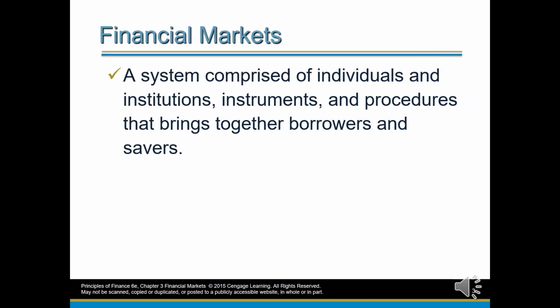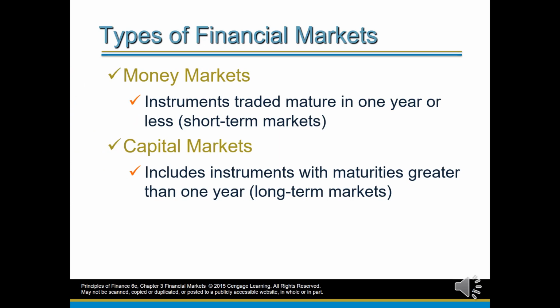Financial markets. A financial market is a system comprised of individuals and institutions, instruments, and procedures that brings together borrowers and savers. Types of financial markets. Money market. In money markets, the instruments traded mature in 1 year or less; they are also called short-term markets. Capital markets. Capital markets include instruments with maturities greater than 1 year, also called long-term markets.